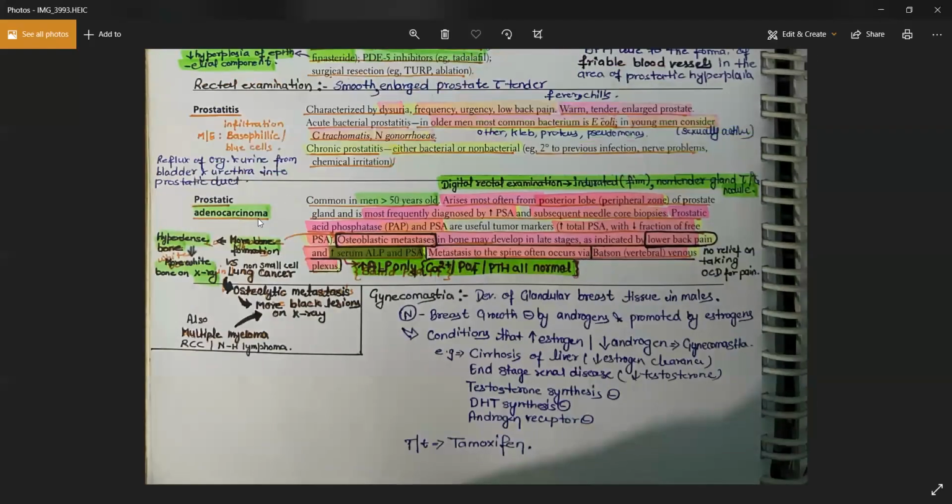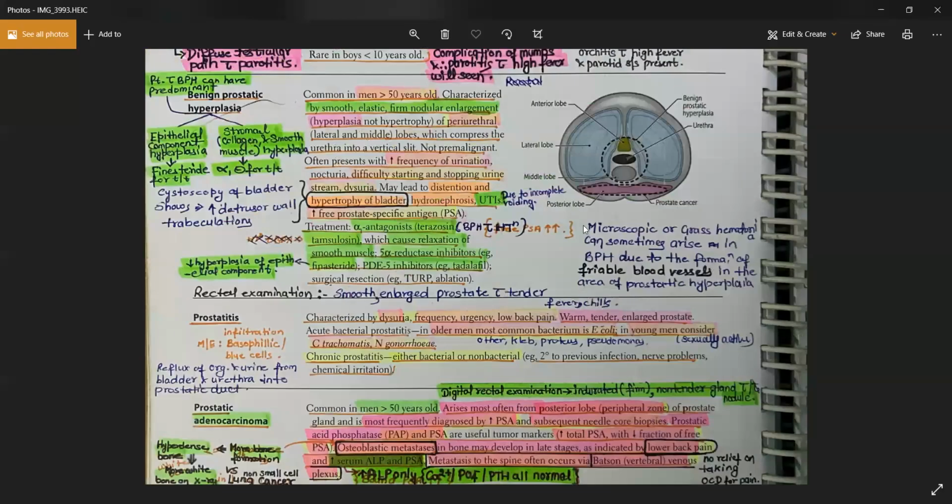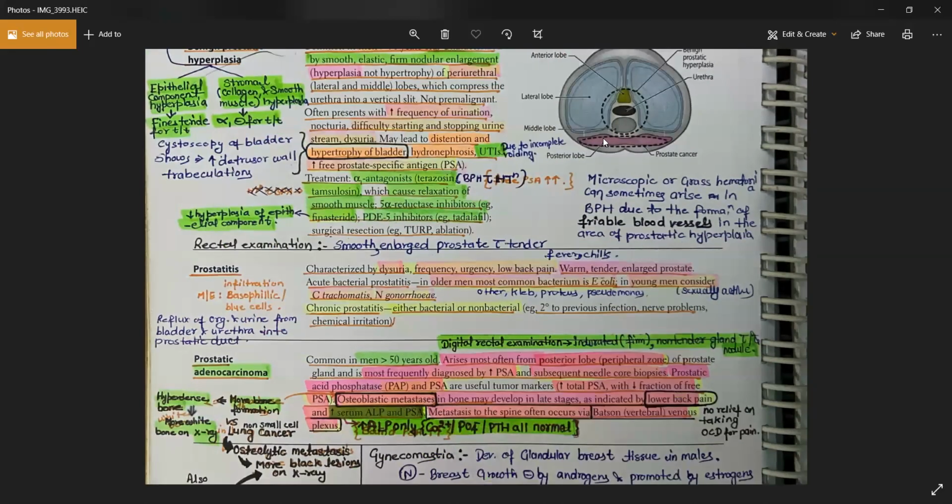Now you have prostatic adenocarcinoma, and it is always seen in males who are more than 50 years of age, in old age males. And please note, it arises from the posterior lobe, or you can say the peripheral zone, which is present just anterior to the rectum. Posteriorly you have the rectum here, and anteriorly you have this peripheral lobe, or the posterior zone, where the cancer arises. As you can see, this cancer is present just anterior to my rectum.